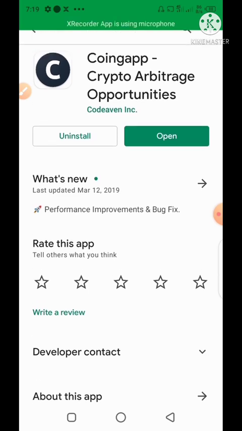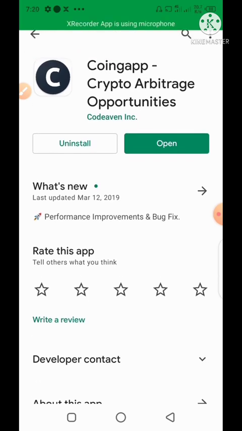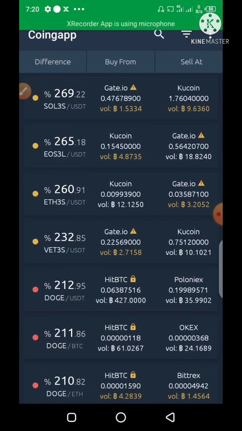This is the application you need to download at Play Store. As you can see from the title, the application is Crypto Arbitrage Opportunities, that is, opportunities for arbitrage trading. Let's go directly into the application. This is the interface of the application.